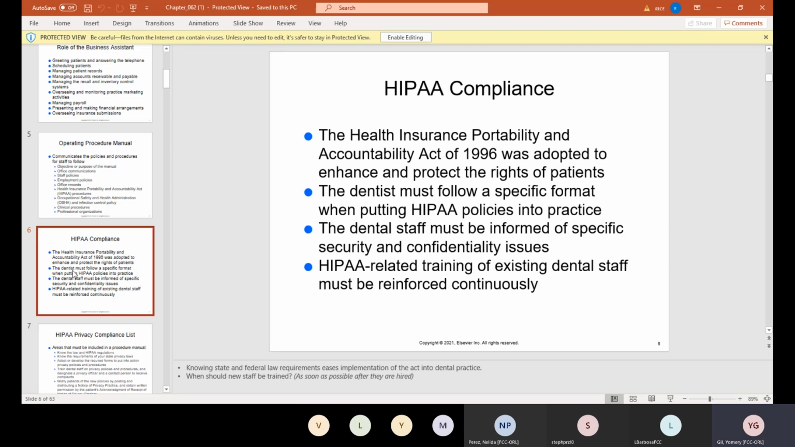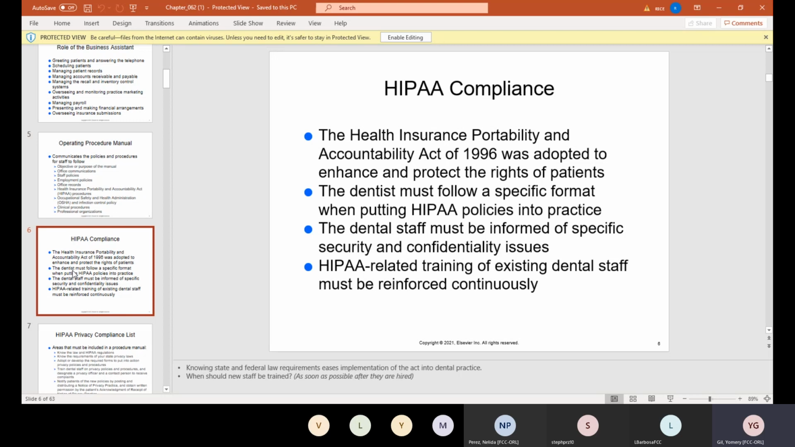Like I just mentioned about HIPAA compliance, the Health Insurance Portability and Accountability Act of 1996 was adopted to enhance and protect the rights of patients. The dentist must follow a specific format when putting HIPAA policies into practice. The dental staff must be informed of specific security and confidentiality issues. HIPAA-related training of existing dental staff must be reinforced continuously. Basically what this means is that the personal information of the patient is protected.